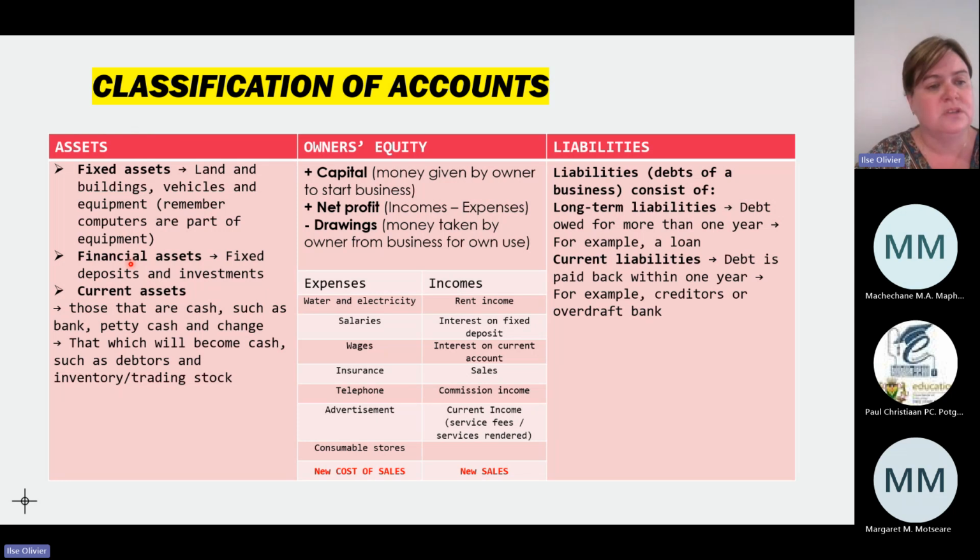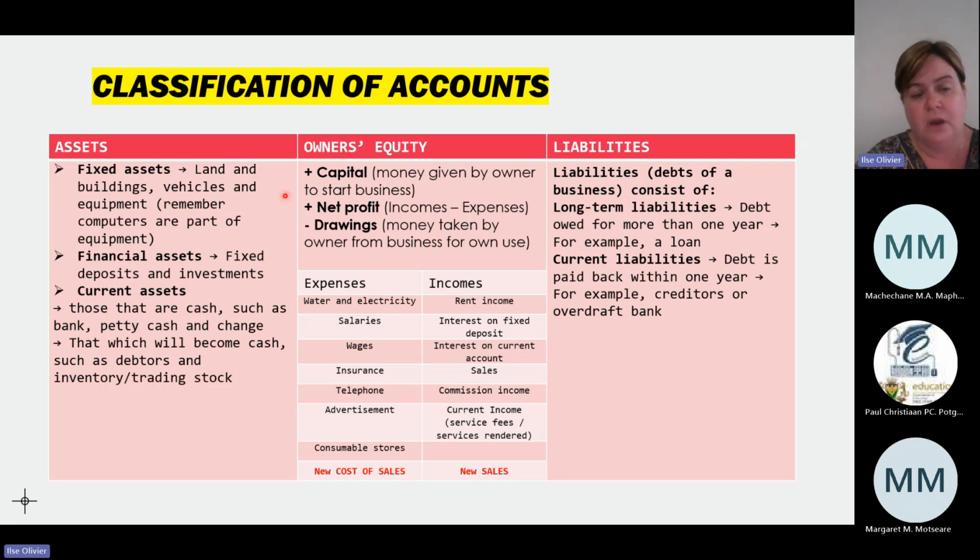Financial assets, you won't get so much to do with this in grade 9, but you can take note that it is always your fixed deposits and any investment that the business has. Then we have our current assets, which are also divided into two aspects. Those that are cash, such as bank, petty cash, and your cash float or your change in your till, or that will become cash, that is your debtors, inventory, or your trading stock.